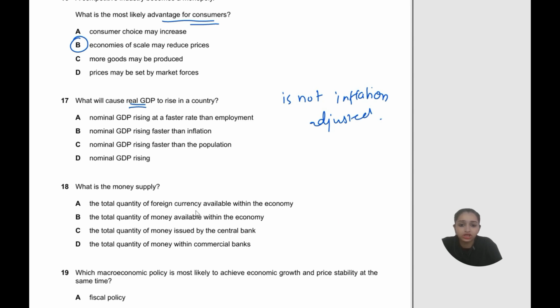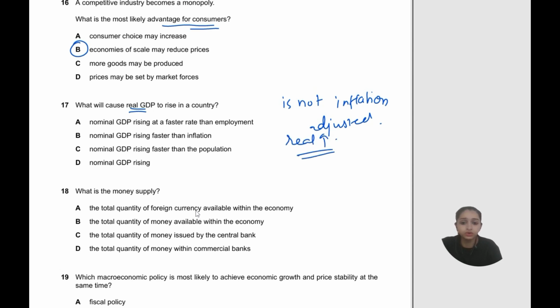Right? So nominal GDP, if it is rising faster than the rate of employment, then there is no real GDP rising. Nominal GDP rising faster than inflation, yes. If nominal GDP is rising faster than inflation, then obviously our real GDP is increasing, right? So B becomes the answer here.